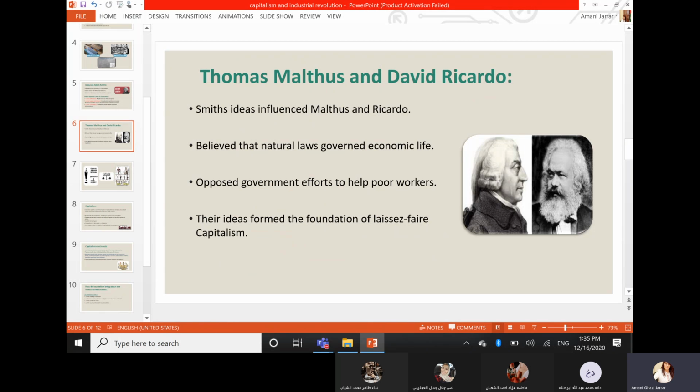And they also have different political and economic ideas, philosophies and theories. So they believed in the natural laws also, but here the natural laws govern economic life. So it's similar to what Adam Smith said. And they opposed government efforts to help poor workers. So this is the idea.